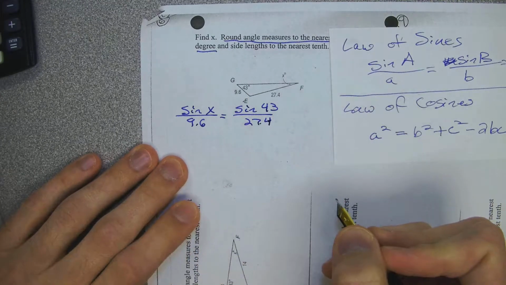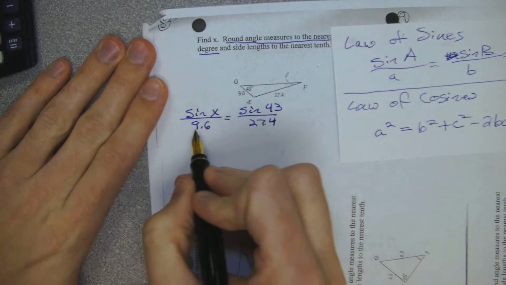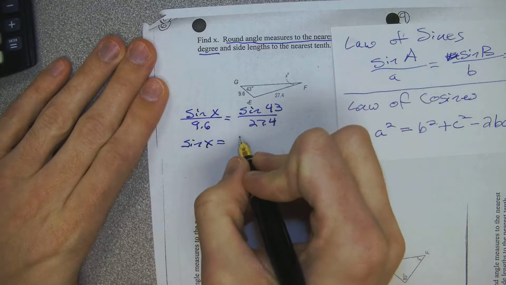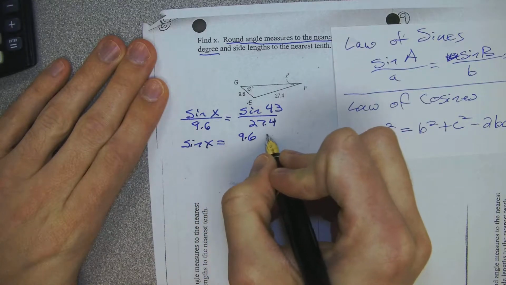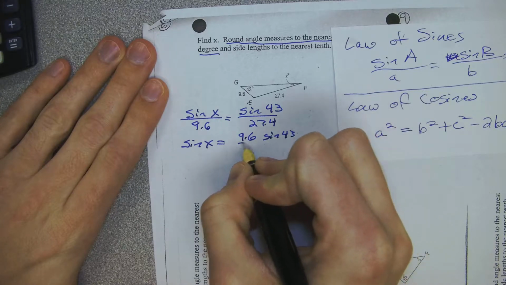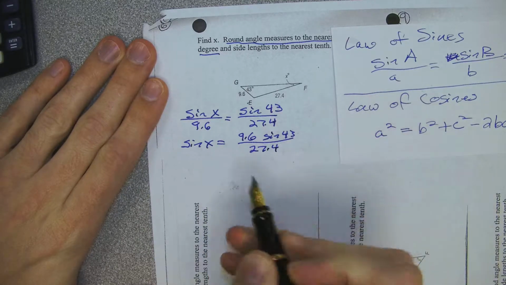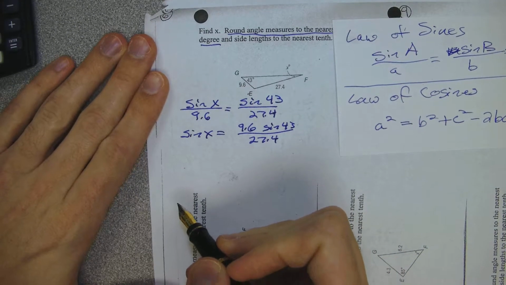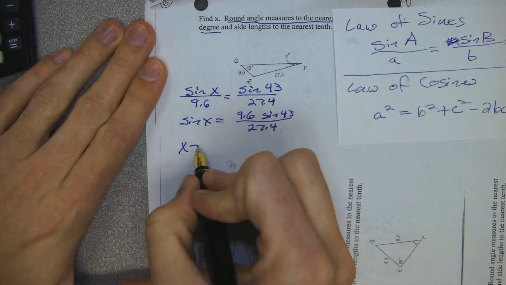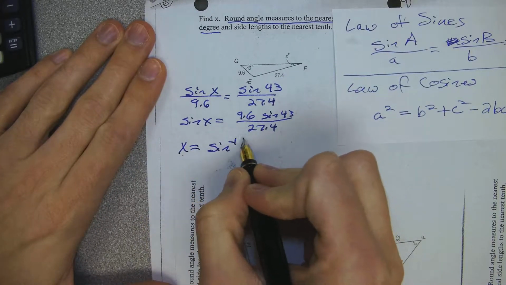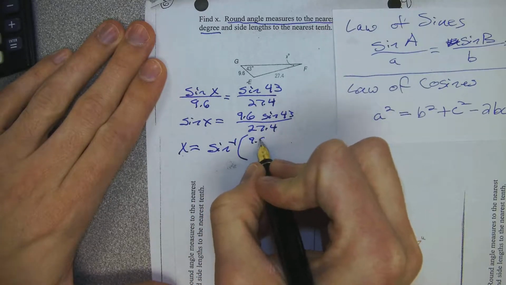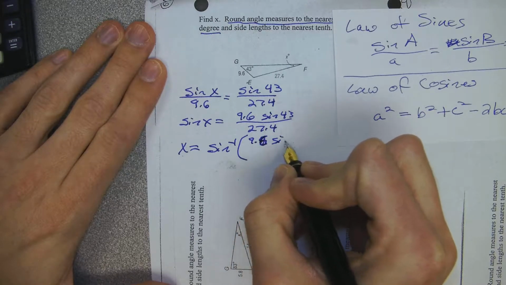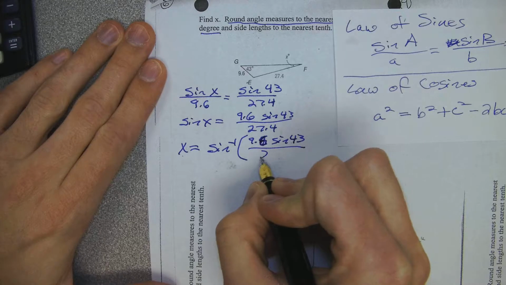All right, let's rework this. We're going to multiply by 9.6 on both sides. So sine of x equals 9.6 sine of 43 over 27.4. Now again, we're finding an angle measure, which means we're going to have to use the inverse sine function to get rid of the sine that's sitting over here. So x is going to equal inverse sine of 9.6 sine of 43 over 27.4.